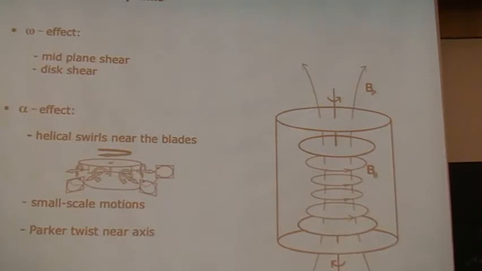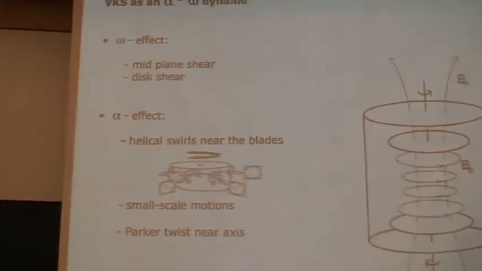Alright. Now, let's go back to m equals zero. M equals zero, if you're growing the dipole, then you're immediately thinking of an alpha omega dynamo. Omega: the fluid is loaded with differential rotation. Alpha, pick your guess.